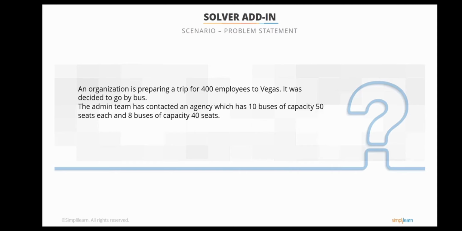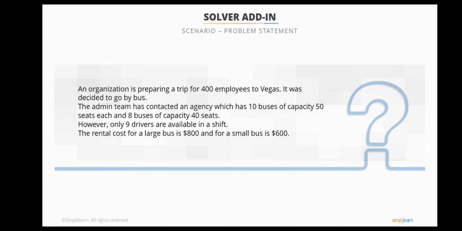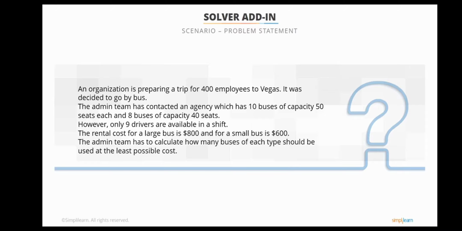Now, look at this scenario. An organization is preparing a trip for 400 employees to Vegas. It was decided to go by bus. The admin team has contacted an agency which has 10 buses of capacity 50 seaters each and 8 buses of capacity 40 seaters. However, only 9 drivers are available in a shift. The rental cost for a large bus is $800 and the small bus is $600. The admin team has to calculate how many buses of each type should be used at the least possible cost.